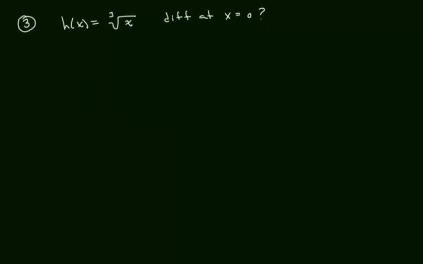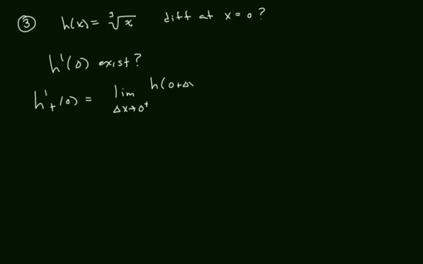Example 3, h of x is the cube root of x. Is it differentiable at 0? So does h prime of 0 exist? So let's move here. h prime from the right of 0. This is confusing because I'm using h as the function, and I'm saying as h goes to 0. So instead of h, I'm going to say the change in x, which is what h is actually describing. This way we don't get confused about which h we're talking about.